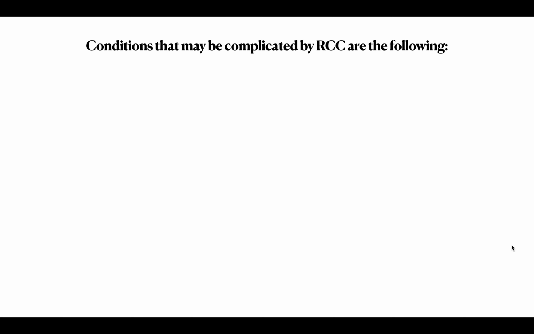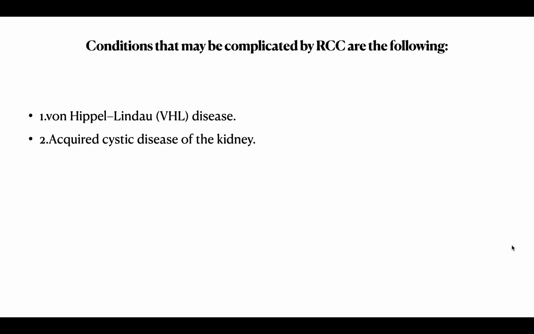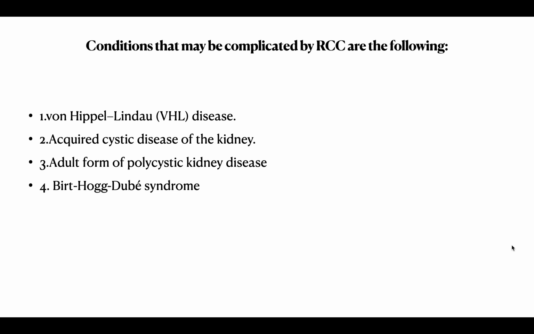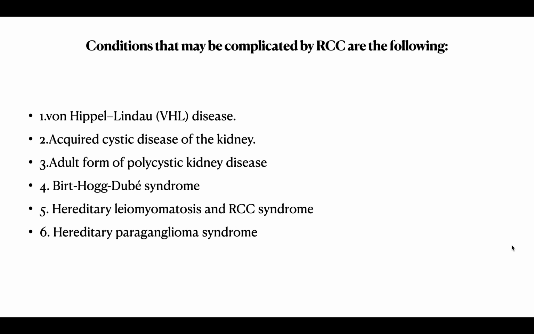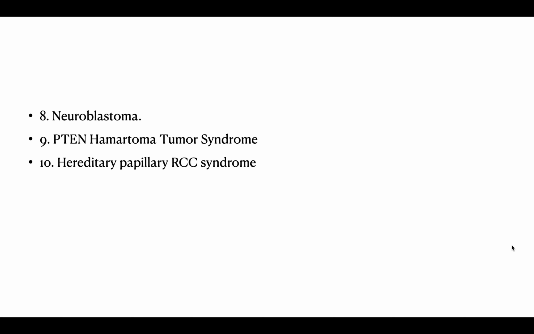Conditions that may be complicated by RCC are the following: von Hippel-Lindau disease, acquired cystic disease of the kidney, adult form of polycystic kidney disease, Birt-Hogg-Dubé syndrome, hereditary leiomyomatosis and RCC syndrome, hereditary paraganglioma syndrome, tuberous sclerosis, neuroblastoma, Beckwith-Wiedemann syndrome, hereditary papillary RCC syndrome, and hemoglobinopathy.